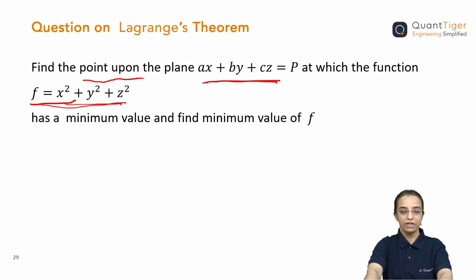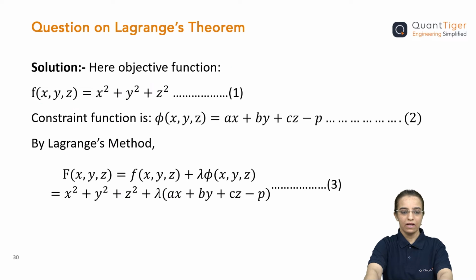So we will denote it by phi of x y z and f of x y z. This is how I have found it. This is our objective function and this is our constraint function. So now we can apply the Lagrangian method to find maxima and minima.